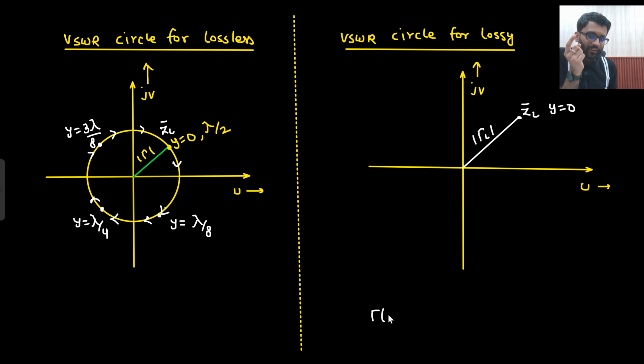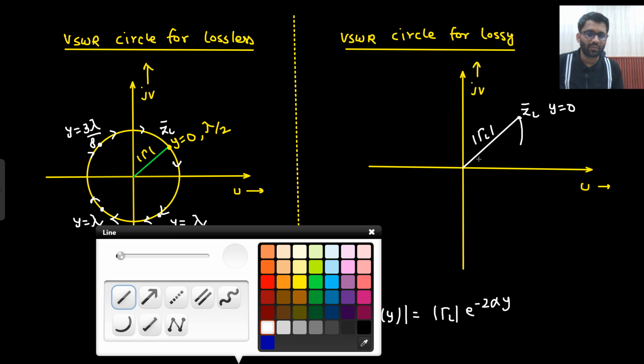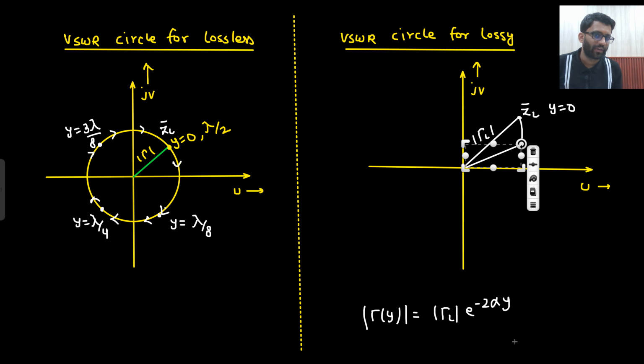Since my reflection coefficient, if I only talk about the magnitude, is whatever that is at load times e to the power minus 2 alpha y, as y increases this value will decrease. At y equals 0, this value is maximum, that is 1. So as y increases, the magnitude of gamma y will keep on decreasing. Now how much magnitude are you having? This much magnitude.